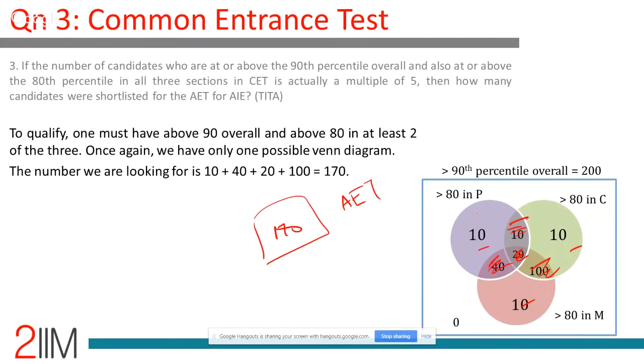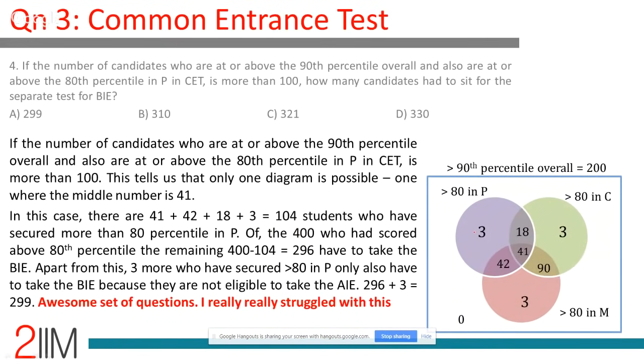So if it were this diagram, then you're dealing with 40 plus 20 plus 10 plus 10. It adds up to only 80. In this case, it will be 42 plus 41 plus 18 plus 3. 21, 62, 104. So effectively, we are being told if the situation were like this.